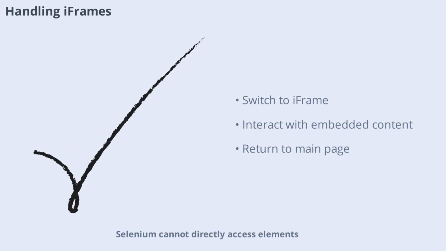Selenium cannot directly access elements inside an iframe without switching context. You can switch to an iframe using its index, name, ID, or a web element reference. After performing actions inside the frame, switch back to the main content to continue automation. This is vital for interacting with embedded content like ads, forms, or widgets.